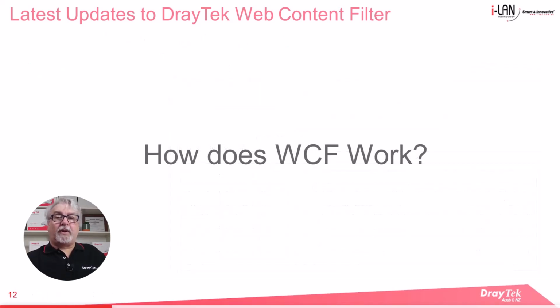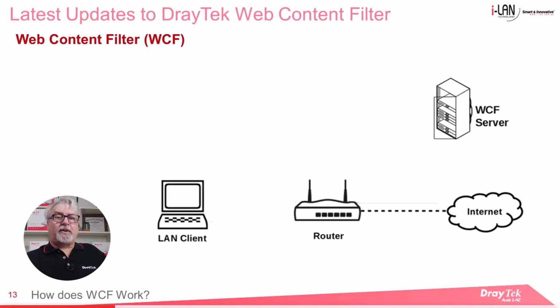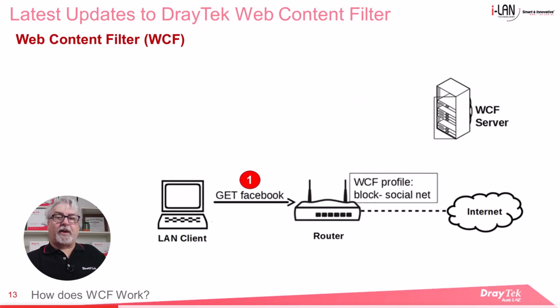Let's quickly have a look at the mechanism used by DrayTek routers when the web content filter is being used. So it all happens as follows. First, the router receives a HTTP request from a LAN client. Then the WCF engine built into the router checks its local cache for URL values. Typically, more than 99% of queries are locally resolved by the cache. Second, if that doesn't pan out, the router then sends a query to the WCF server to check the category of the URL.